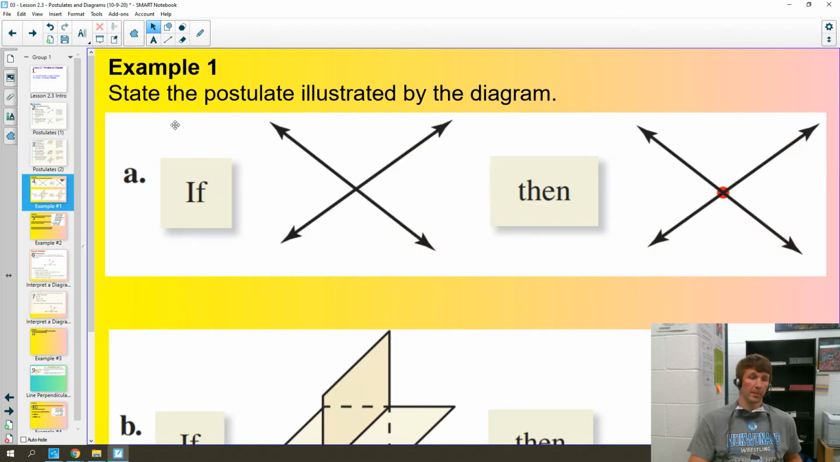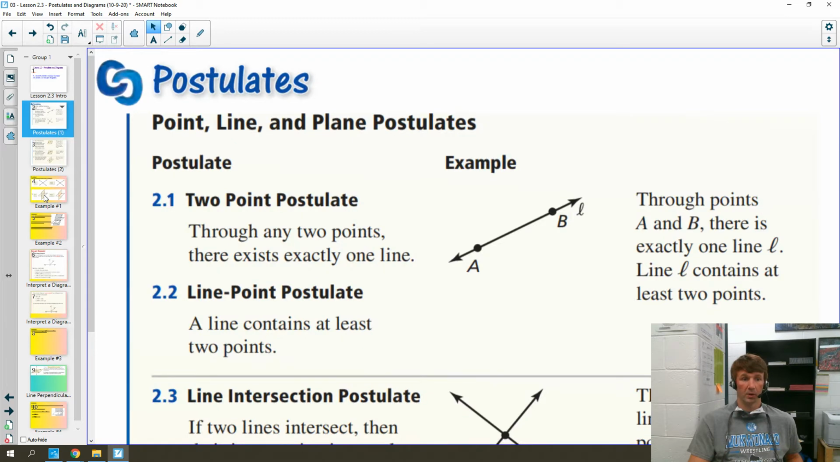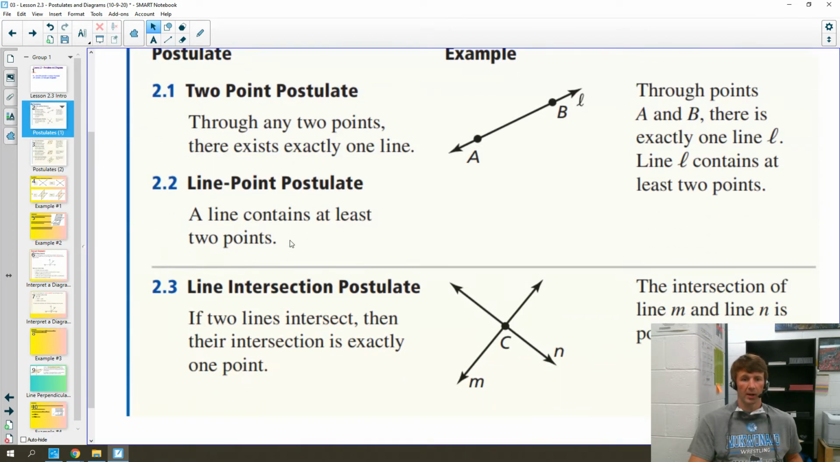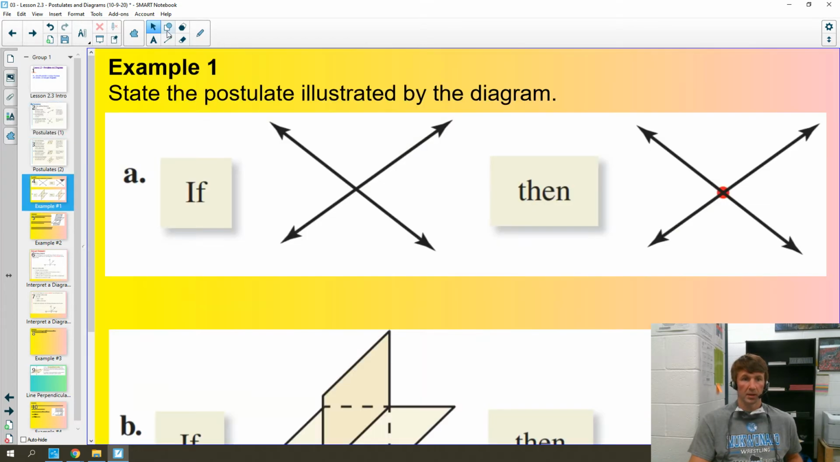So the first example here is just: state the postulate illustrated by the diagram. I'd obviously want to make sure I can see my figures and my postulates, so I'm going back and forth. If this, then that. So what's different? Well, basically, if two lines intersect, then they intersect at just one single point. So I'm going to flip back in my notes and ask, what's that one? That was the line intersection postulate. If two lines intersect, then their intersection is exactly one point. Awesome. So that's what I'd be saying, the line intersection postulate here for this first one.